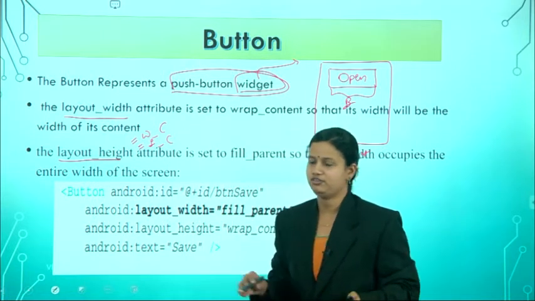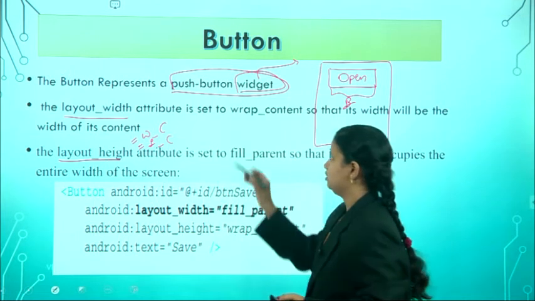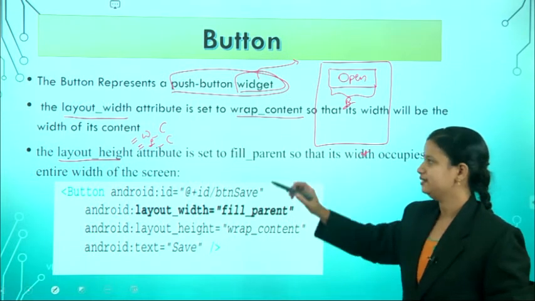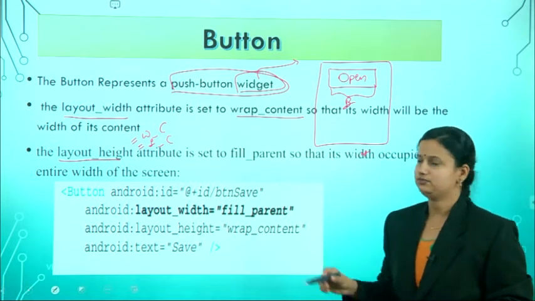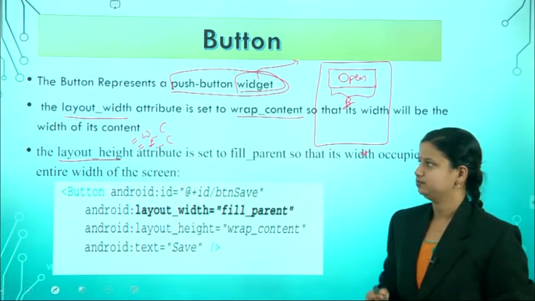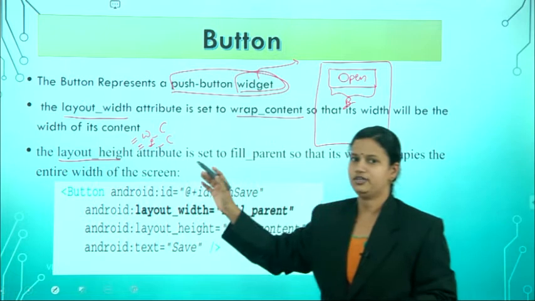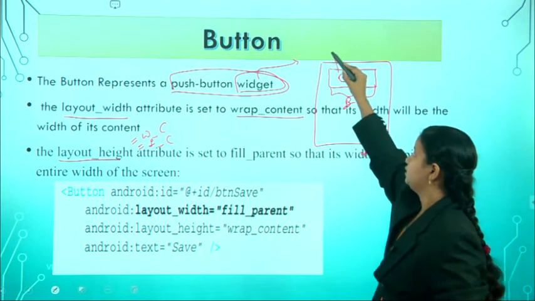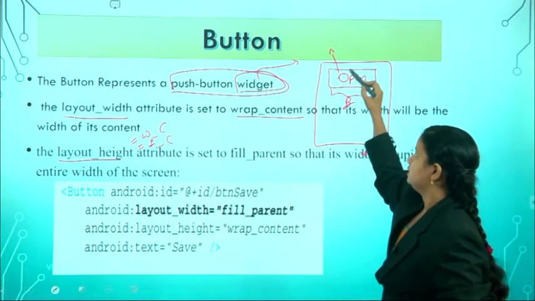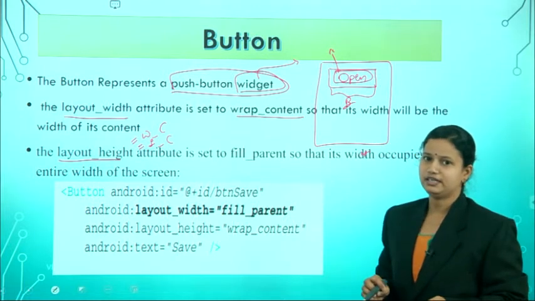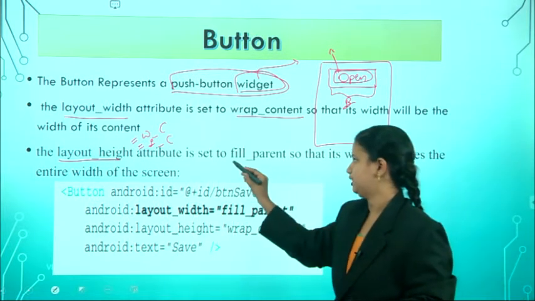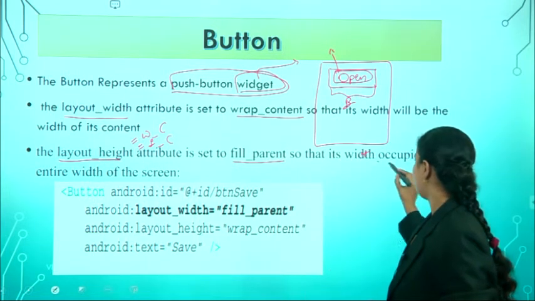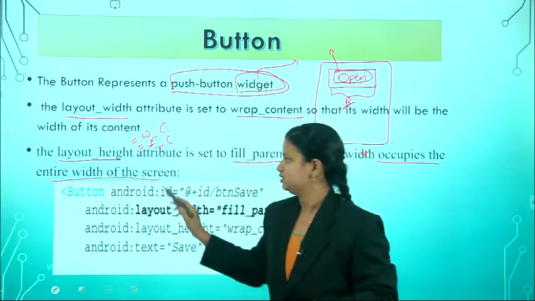But what is the difference between wrap content and fill parent? When the width is given the value wrap content, the width will be the width of the contents. Whatever message you specified in this button, that content width will be the button width. If you give the value fill parent, what does fill parent mean? The width will occupy the entire width of the screen.